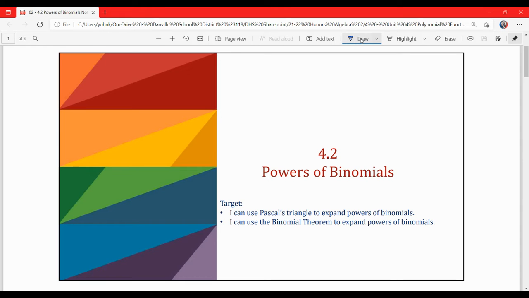Hey kids, welcome to section 4.2, Powers of Binomials. Today I'm going to teach you how to use Pascal's triangle to expand powers of binomials, and then how to use the binomial theorem to be able to expand powers of binomials.